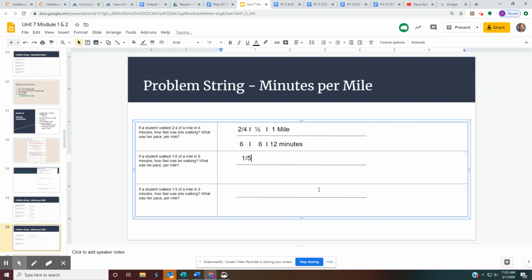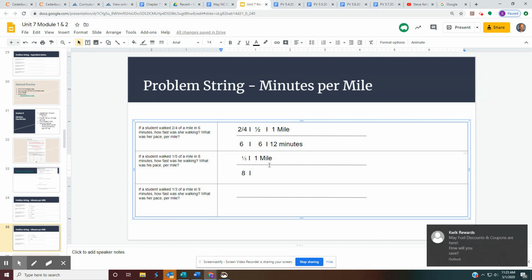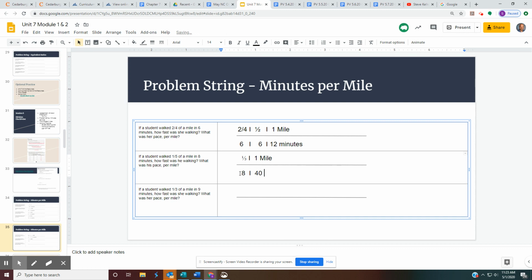All right, so now we have 1/5 of a mile. And we have to compare that in miles, right? And we are making that 1/5 of a mile in 8 minutes. So how many fifths do we need to equal 1 mile, right? Very easy to do by looking at the denominator, especially if we're dealing with 1, right? So we need 5 of these fifths to equal 1 mile. So we need to multiply our 8 by 5 and get 40 minutes.